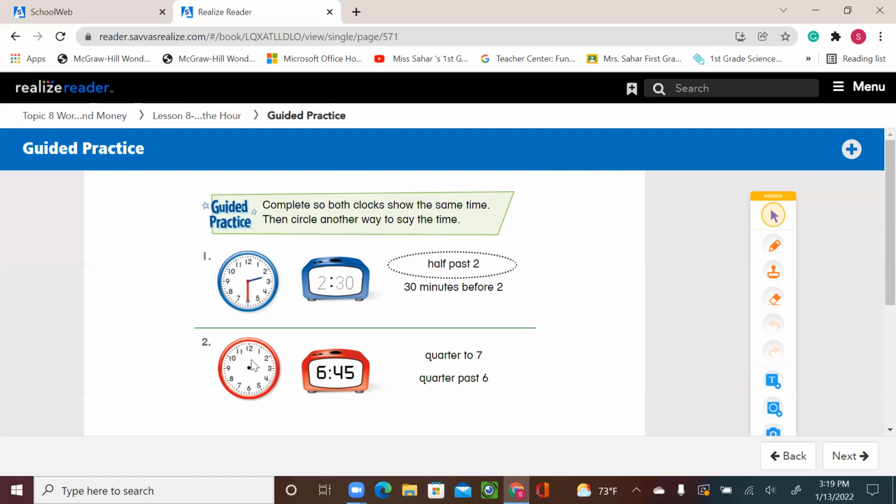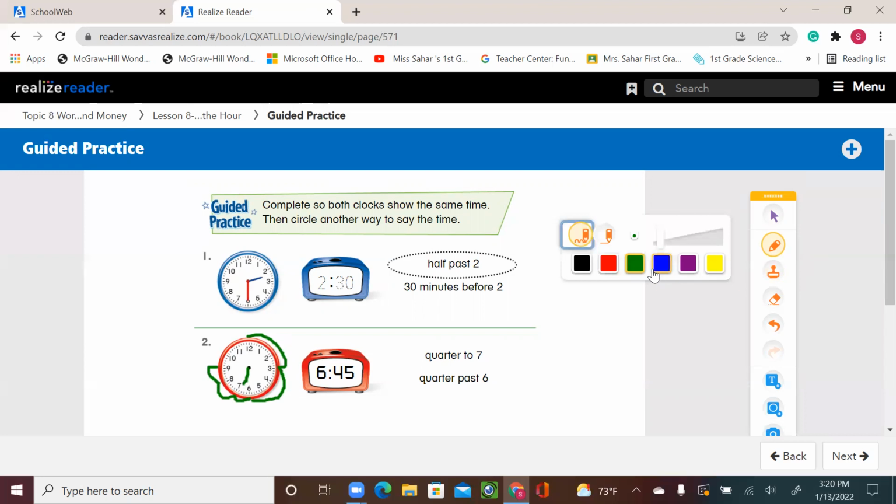Let's see the second one, number 2. For my digital time, I can see 6:45. So I need to draw my hour hand between the 6 and the 7, because it's 6 and 45 minutes. So that means it's not 7 yet. So I'm going to draw my hour hand. And then I need to show 45 minutes. I know this is 15. And then from 15 to 6 will be 30. So that's 6:30. Then I need 15 minutes more. So 35, 40, 45. So 6:45.